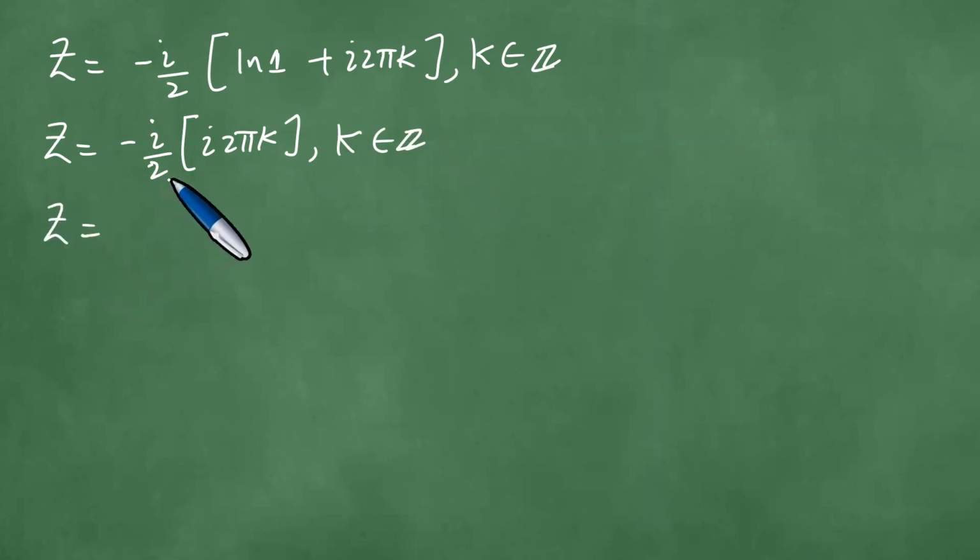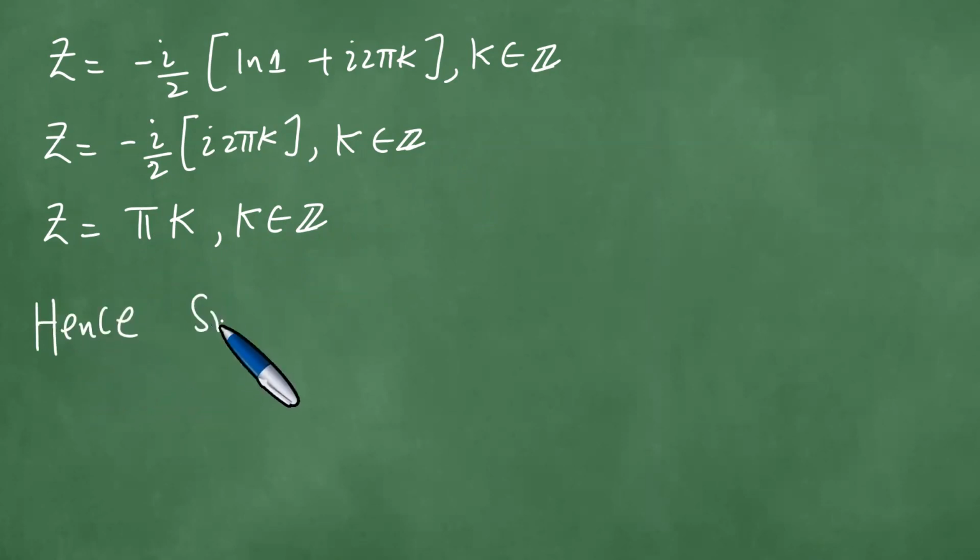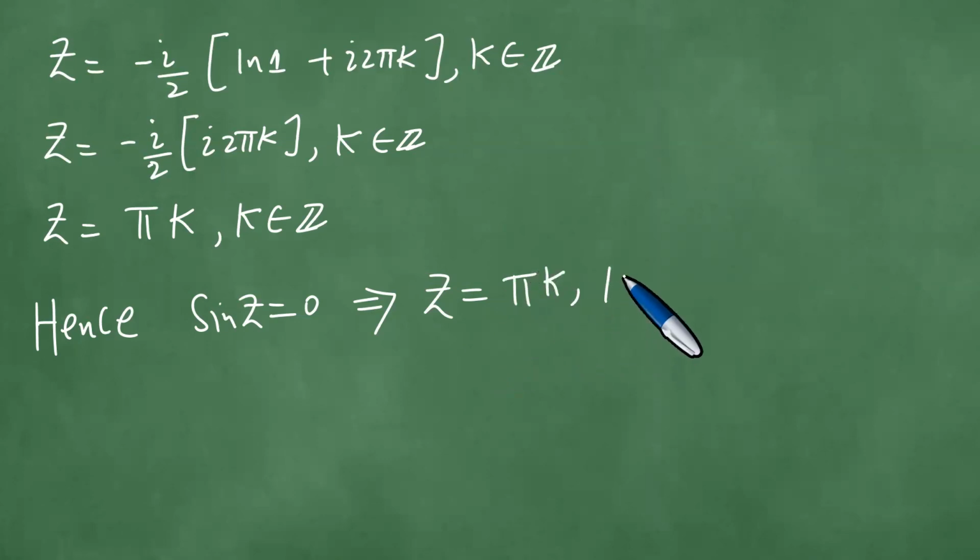And if you multiply, 2 cancels and i, so you have i minus i, which gives us 1. So you have this. Hence, the trigonometric sine of z equal to 0 implies that z equals pi k, where k is an element of the set of integers, like this. And therefore we are done.